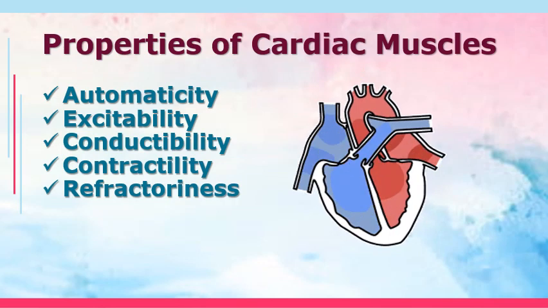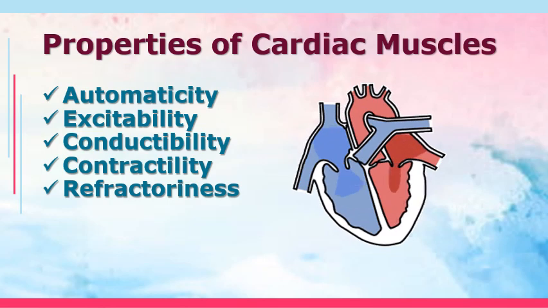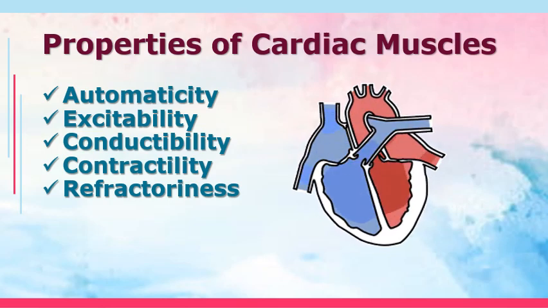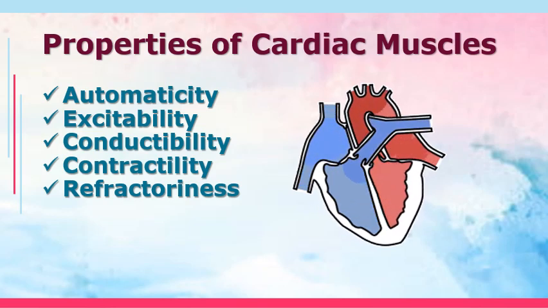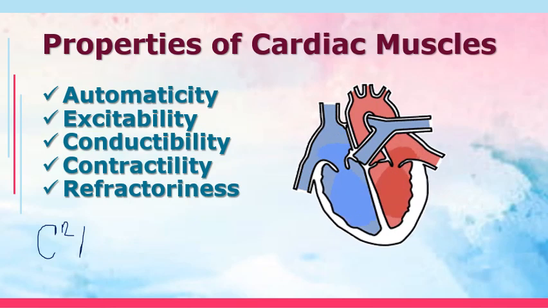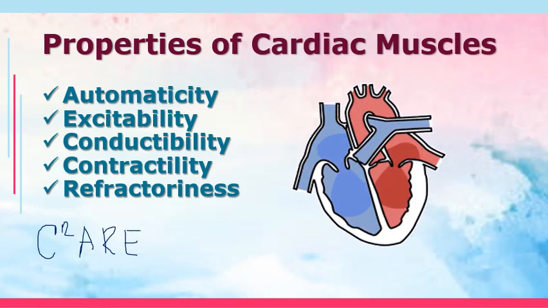Let's talk about the properties of your cardiac muscles. In the slides, there are 5 properties of the cardiac muscles. If you would try to memorize the properties, they can be summarized by the acronym CARE. Take note that there will be a double C there, so CARE. You have conductibility, contractility, refractoriness, automaticity, and excitability.